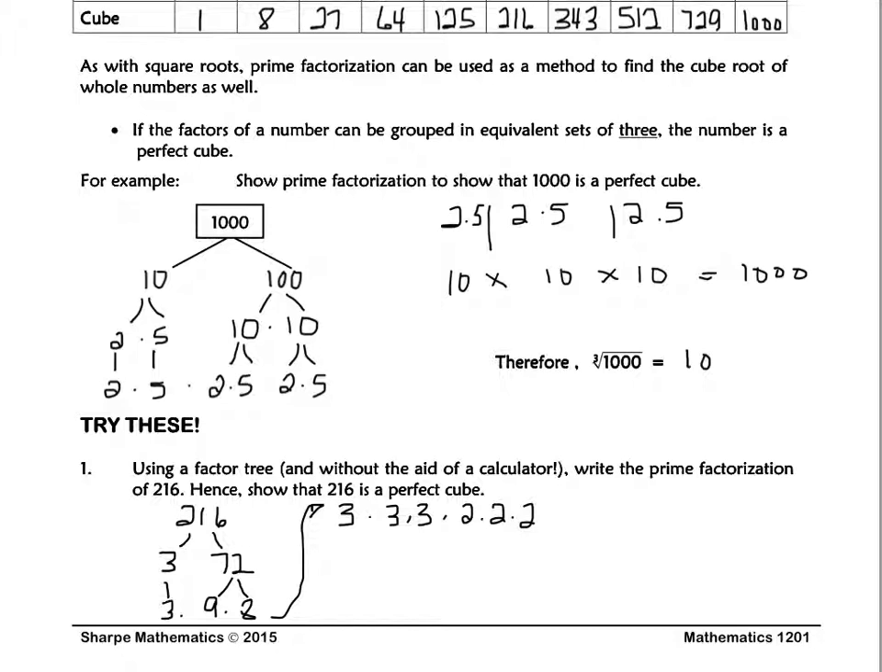So you can see they worked out real nice there. If we split them up into 3 groups, we've got a 3 that goes in each group, and a 2 that goes in each group, because there are 3 2's and there are 3 3's. So that would give you 6 times 6 times 6 is 216. So therefore the cube root of 216 is 6.